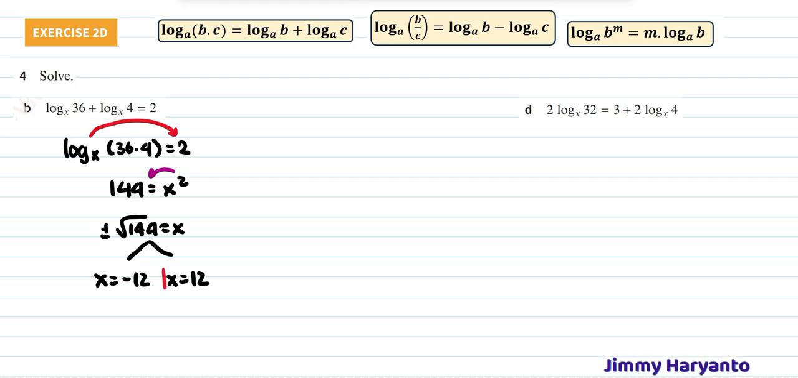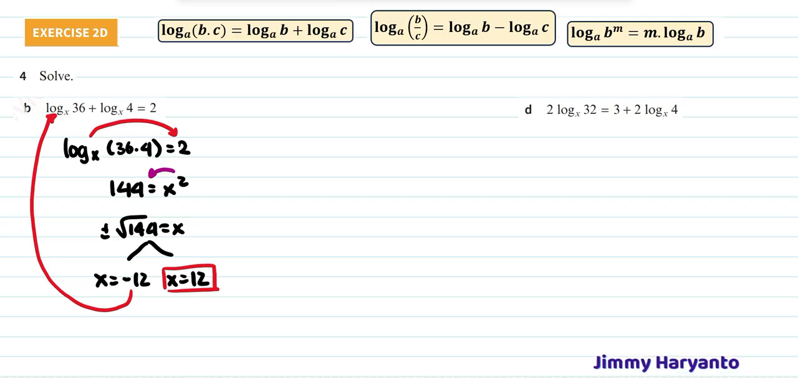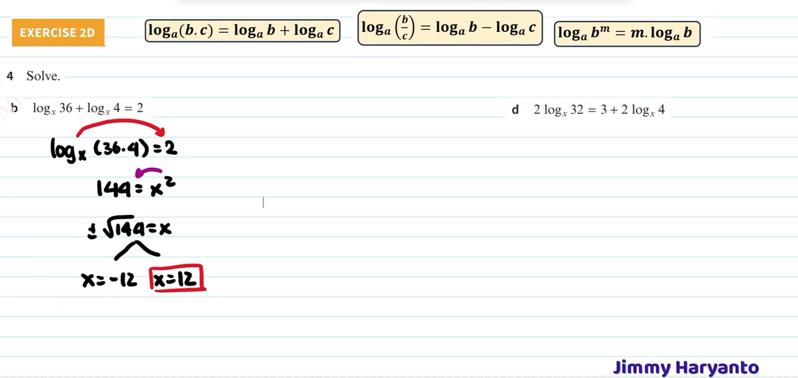We can only take x equals 12 since if you input the negative 12 right here, you will have logarithm of negative numbers as the base, and it is forbidden. Yeah, you cannot do that. So x equals 12 for the first one.